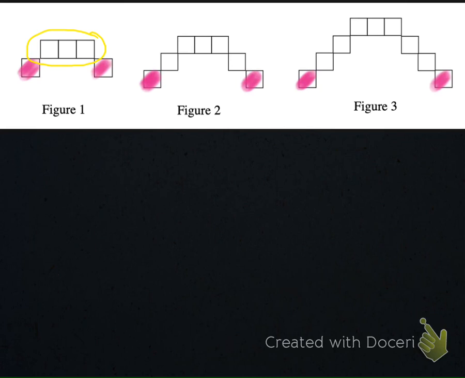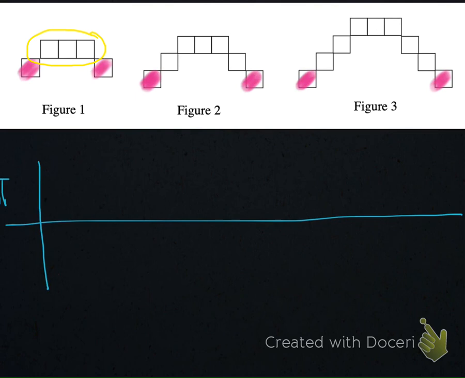A good way for us to organize our thoughts in math is to look at a data table. So I'm just going to create a data table. In this data table, I'm going to be comparing 2 pieces of data. The first piece of data I'm going to compare is the figure number, and I'm going to compare that to the number of tiles that are in that figure.